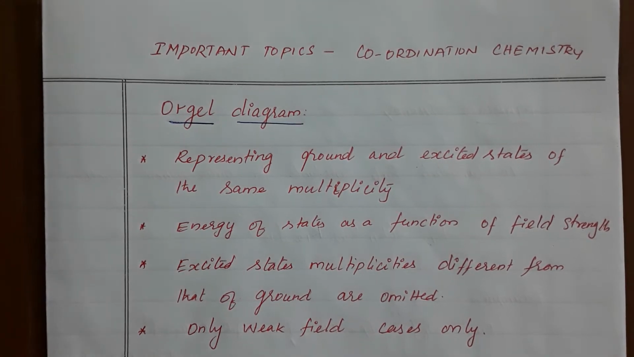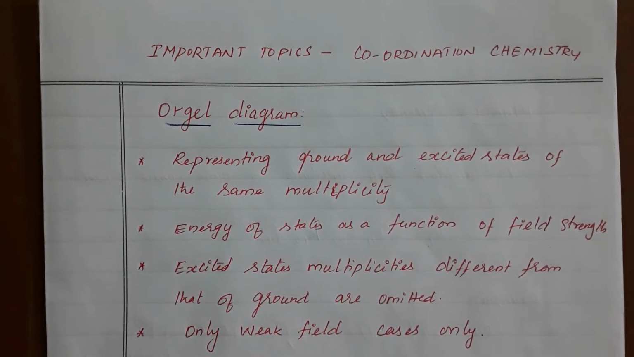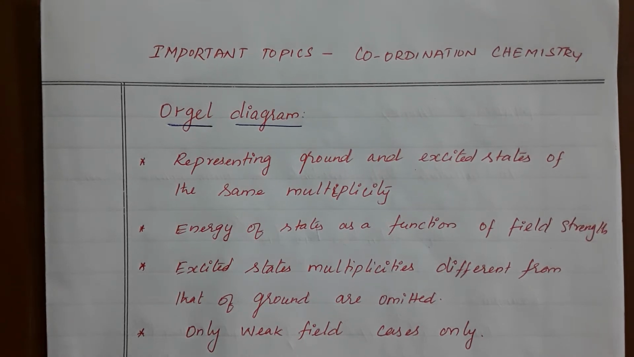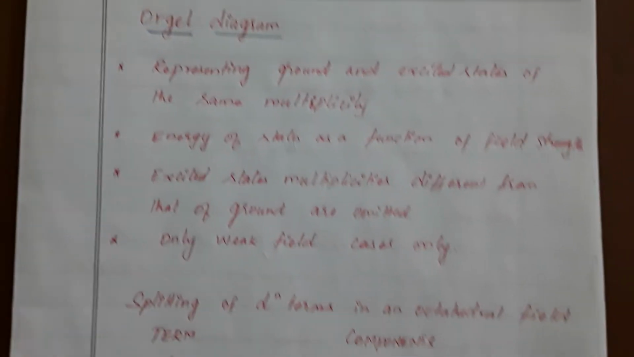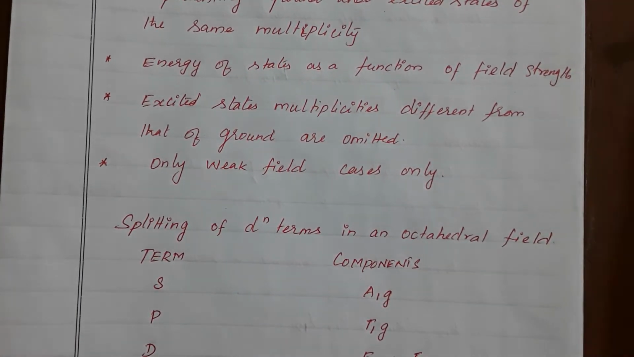Hi dear students, now we are going to see about an important topic in coordination chemistry, that is the Orgel diagram. It is the simplest representation of ground and excited states of the same multiplicity. It is a very simplified form, because previously we only had the correlation diagram, but the Orgel diagram is very simple, and you can easily understand the spin multiplicity and the ground and excited states of the D term symbols.